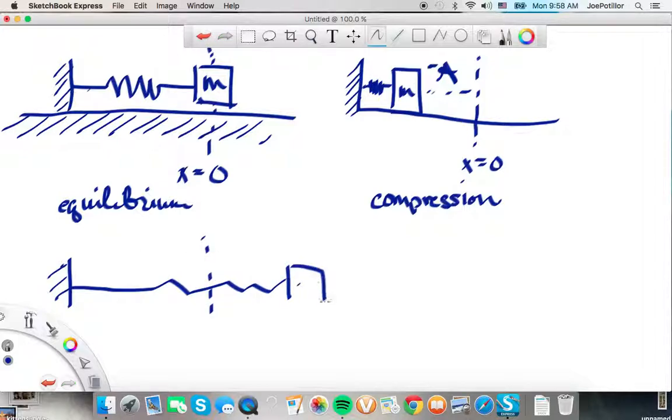And this is the maximum stretching of the spring, and this is the plus A. We call that A the amplitude, which is simply the maximum displacement, how far I can go. And I'll write that on the next page for us.